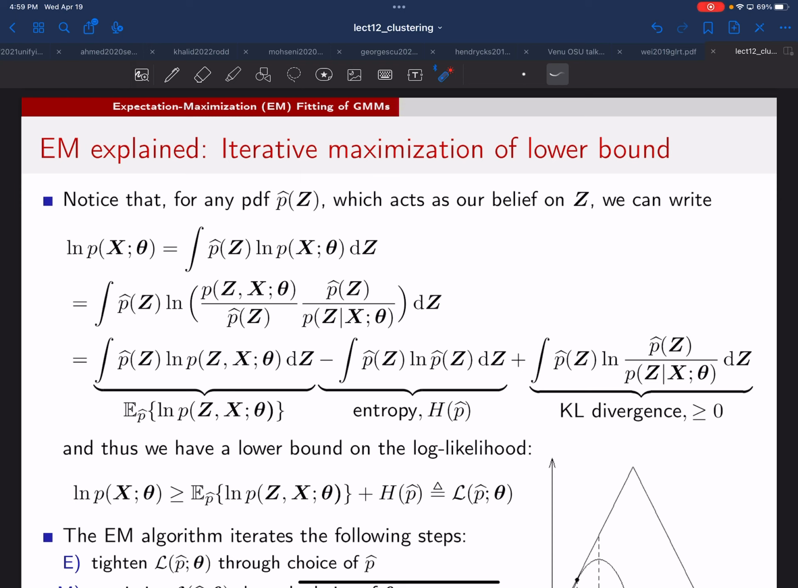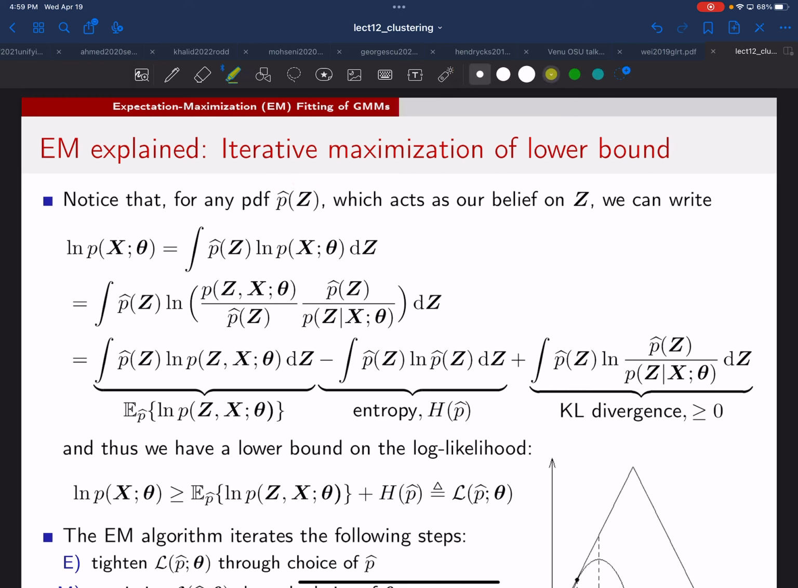So the first thing we're going to do might sound kind of strange. We have some hidden variable z. We dreamed those up. And then let's say that we have some belief on what those z are.